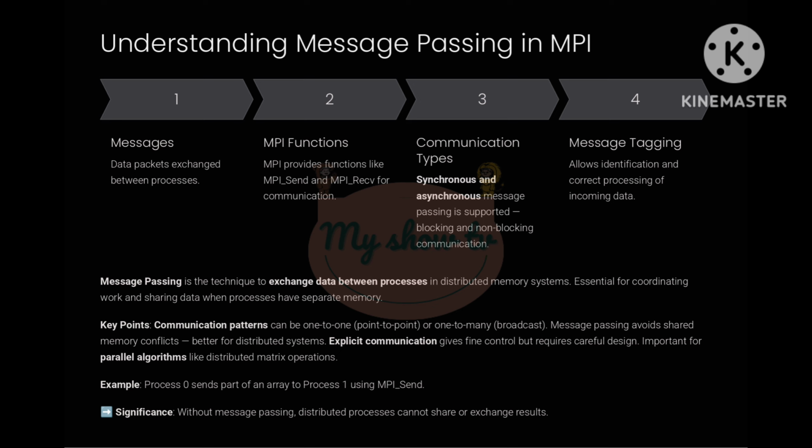Another critical feature is message tagging, which helps processes to correctly identify incoming data, especially when multiple messages are in transit. The message passing model requires careful planning because each process has its own memory, and there is no automatic data sharing like in OpenMP. For example, if process 0 calculates a result that process 1 needs, process 0 will send a message containing the data to process 1 using MPI_Send. Thus, message passing allows distributed processes to collaborate, share work, and synchronize their actions.